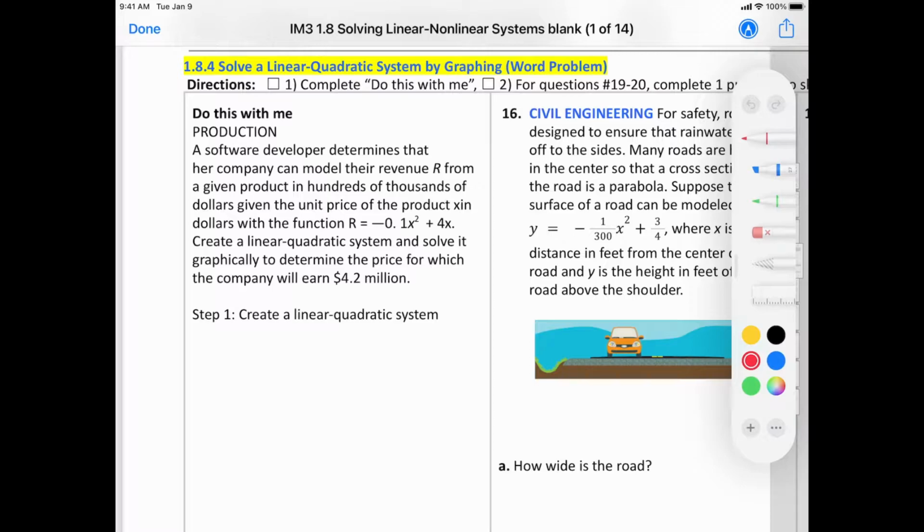Hey guys, let's go over 1.84, solving a linear quadratic system by graphing, essentially a word problem. Go ahead and do this problem with me, and then you'll get to pick one of the questions. That should say 16 or 17. A software developer determines that her company can model their revenue, which is R. I'm going to box that so I remember that. And let's go dark mode.